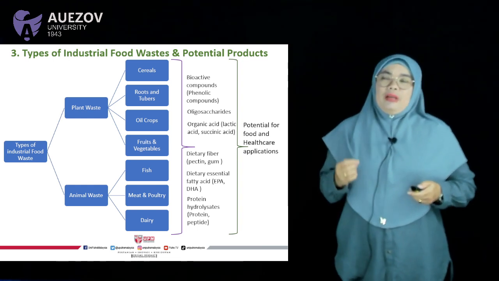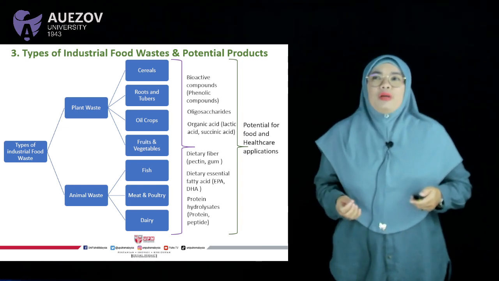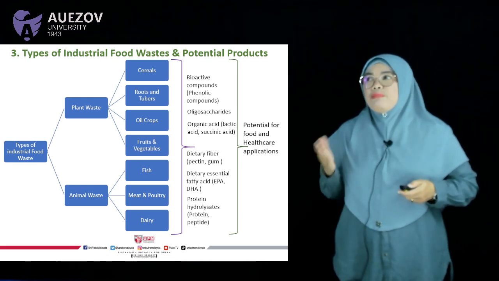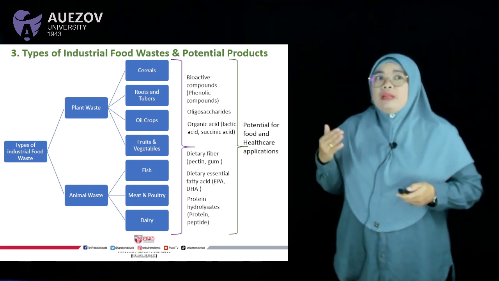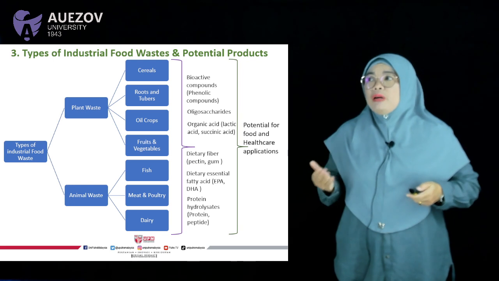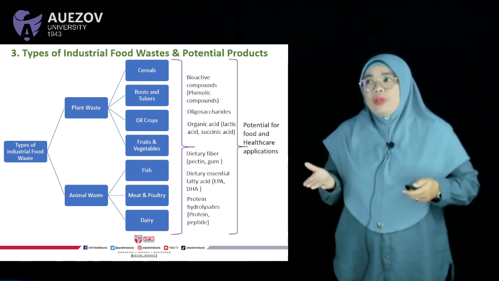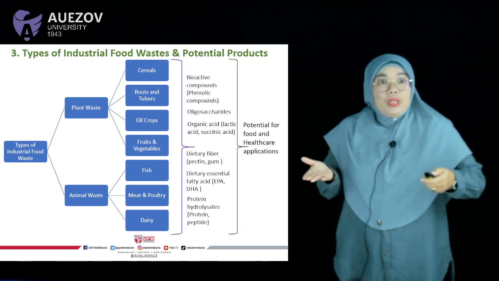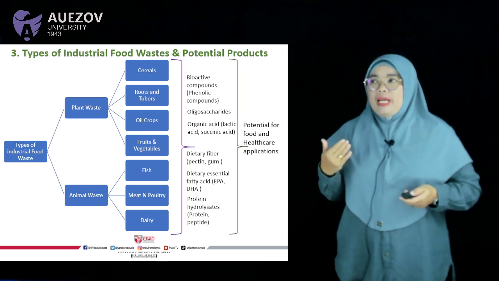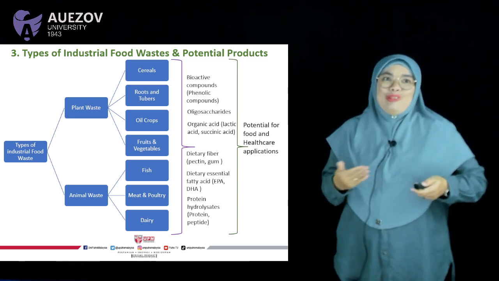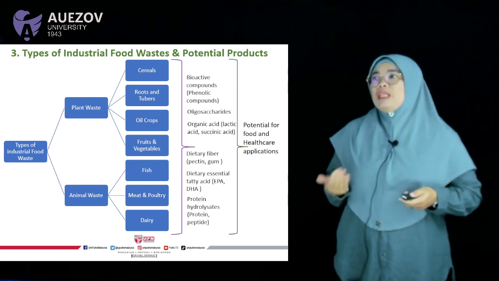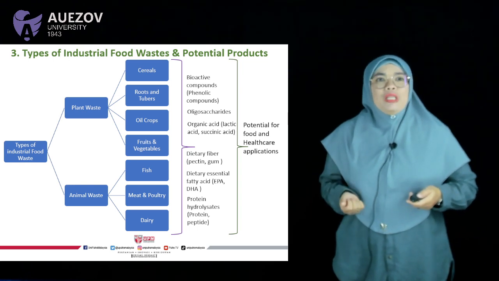So all this plant waste and animal waste will give a lot of other compounds that have high value. For example, I've highlighted the compounds that we can recover from these wastes, which are bioactive compounds: phenolic compounds, oligosaccharides, and organic acids like lactic acid and succinic acid, which we can use for pharmaceutical products. Dietary fibers and essential fatty acids like EPA and DHA can be used, for example, in instant milk. We can add these values to instant milk, and also to protein hydrolysate.